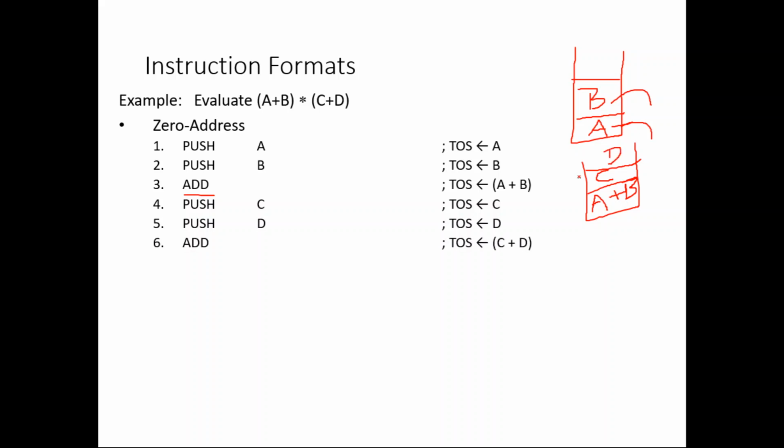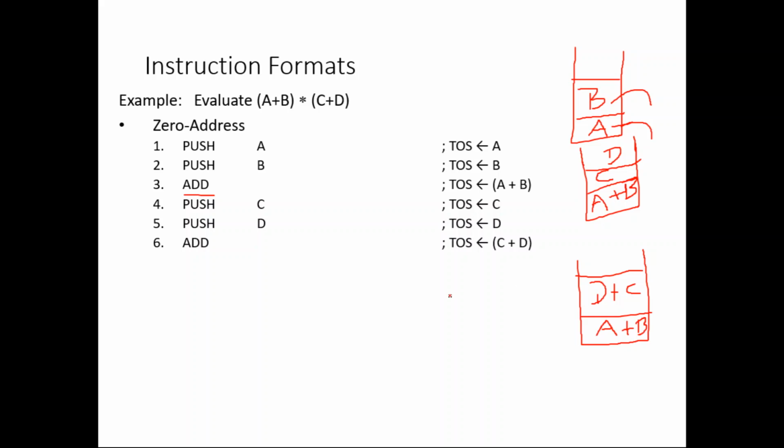Then add. So again it will pop the top two elements of the stack, top of stack and top of stack minus 1. That is, it will pop out D and C, add them, and then keep the result in the top of the stack. So now the top of the stack will be D plus C, followed by A plus B. A plus B should be multiplied with D plus C.